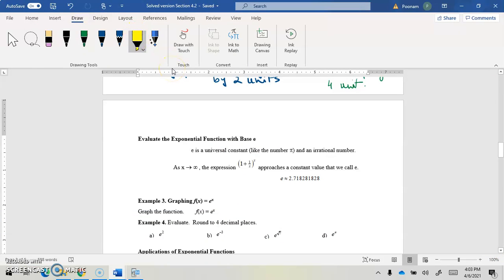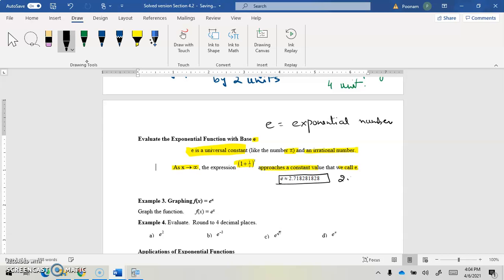Next, I want to define a special number which is called e. It's an exponential number. E is a universal constant. It's like pi, right? Pi is a special number. E is also an irrational number. So its definition basically comes from calculus, so we are not going into details of it. As x approaches infinity, this expression approaches a constant value which we call e. E is called an exponential number. E's value is roughly taken to be 2.71.